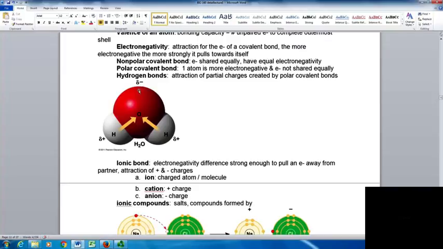So this will allow it to form hydrogen bonds, which is going to be the attraction of the partial charges that are created by polar covalent bonds. So you could actually have this portion of a water molecule attract to this portion of another water molecule. And we will look at that more in the chapter on water, but it explains a lot of the properties of water.